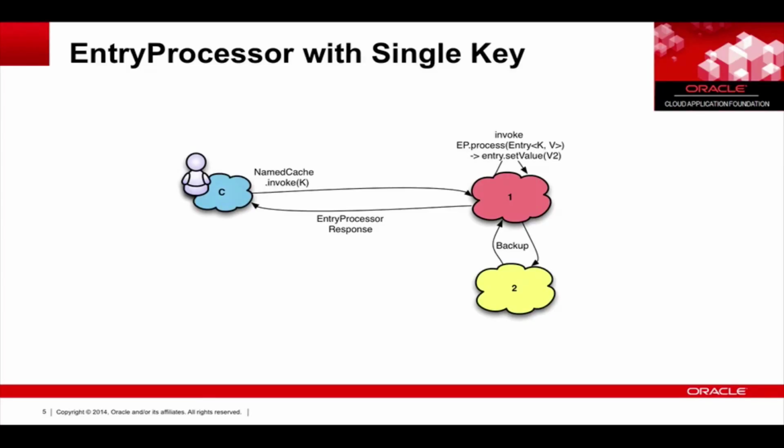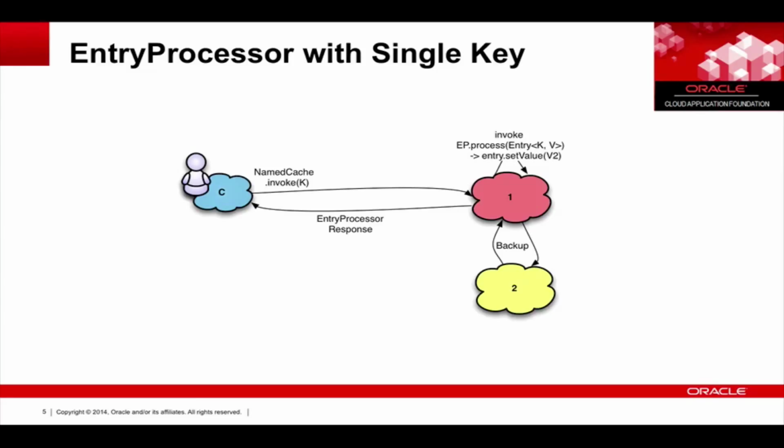So here we have a client and we have a storage member 1 and storage member 2. For the purposes of this asynchronous entry processor talk, what we're actually focused on really is the client and how the client is blocked throughout this entire operation. But if we break down the actual entire operation, we have a NamedCache invoke, which is the key and the entry processor, which gets sent to the storage node. The storage node will then deserialize the entry processor and call process on the entry processor.